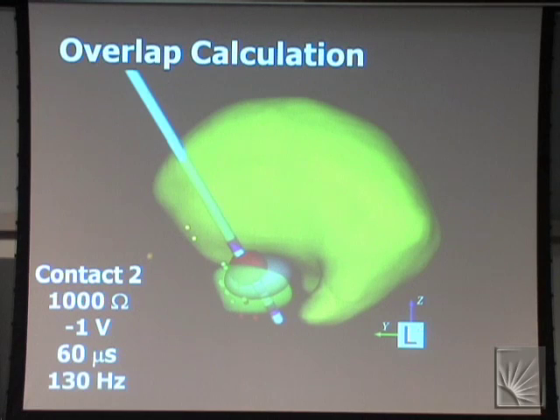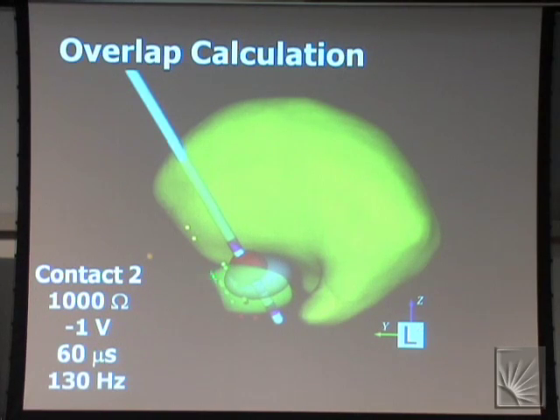And this is now where some of these optimization algorithms come into play again, because they're very good at calculating these overlaps between different volumes, and they can very quickly cycle through many, many different parameter settings to come up with a parameter setting that provides maximal filling, if you will, of this target volume and minimizing stimulation spread outside of that target volume.